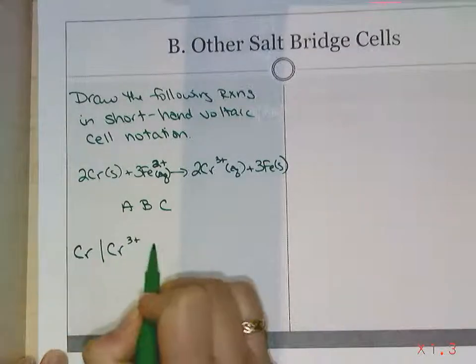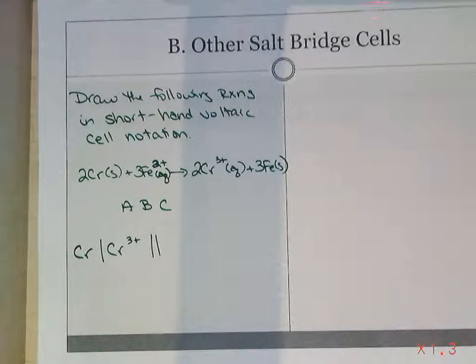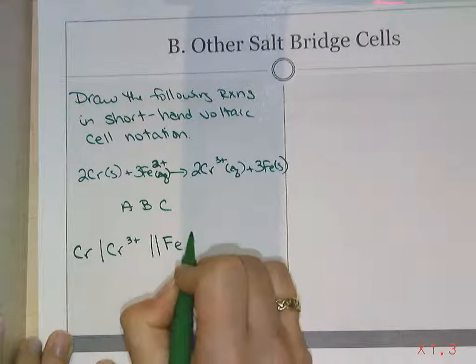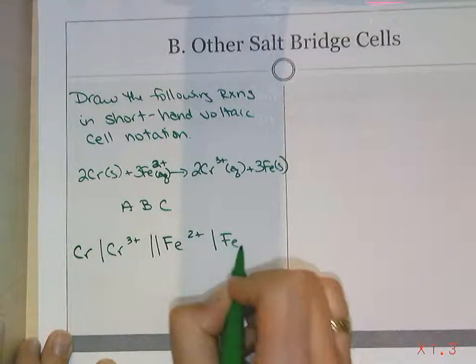And by convention, we always put the metals on the farthest outside, and everything that is not a metal on the inside. Like a solid metal. So it looks something like that.